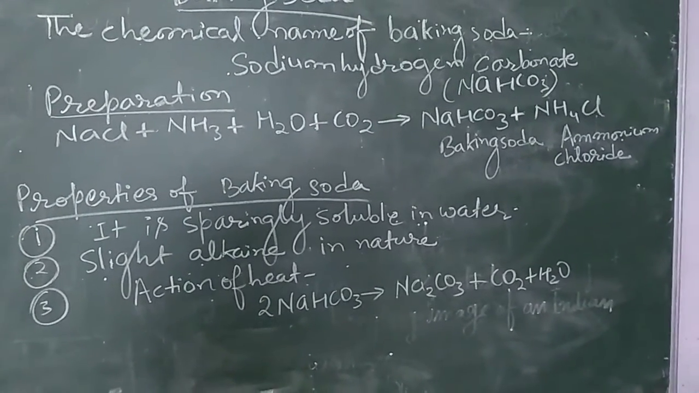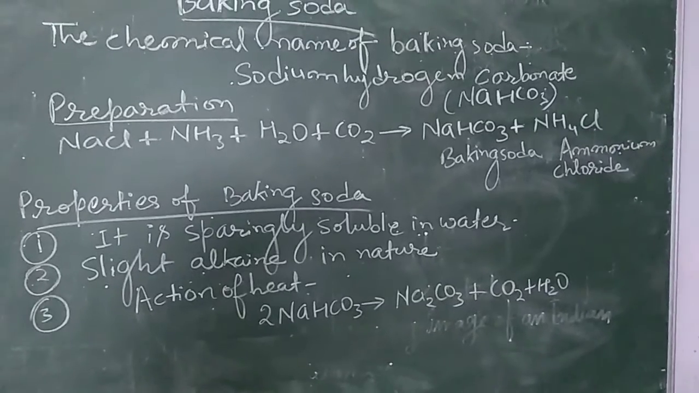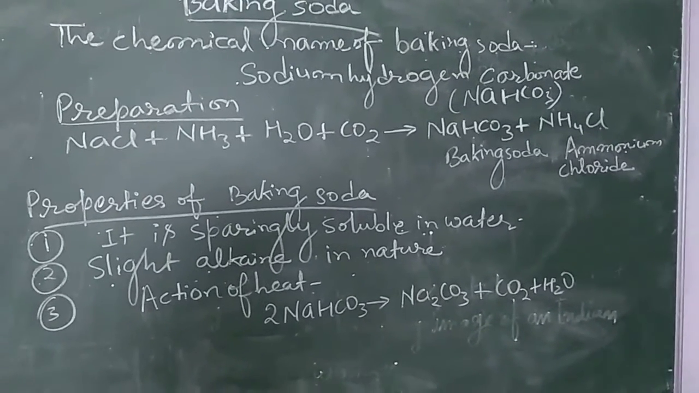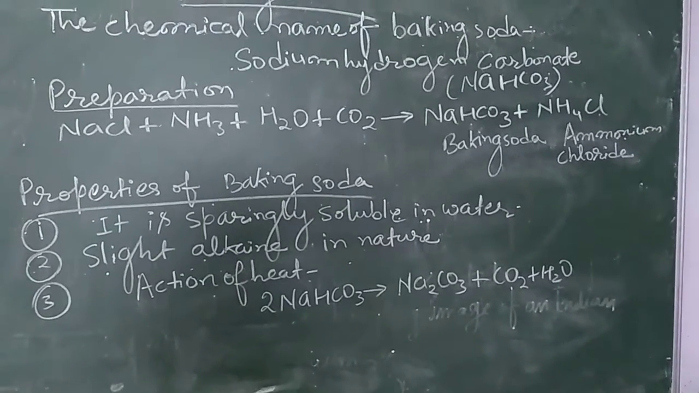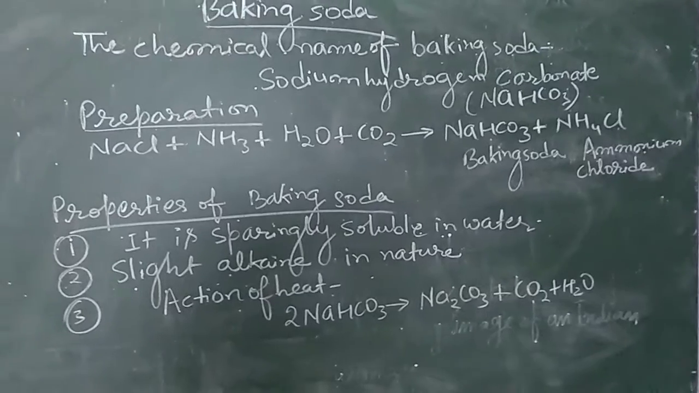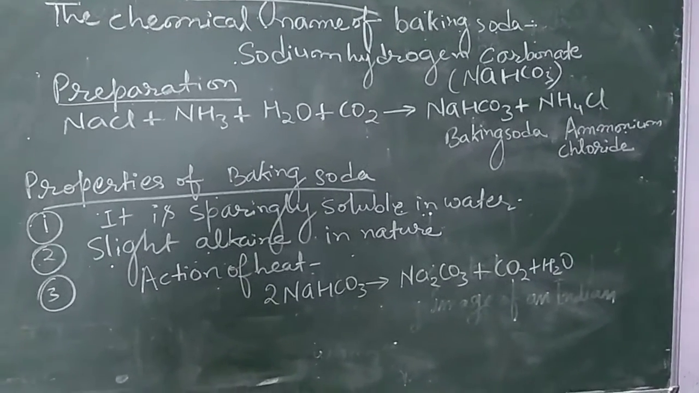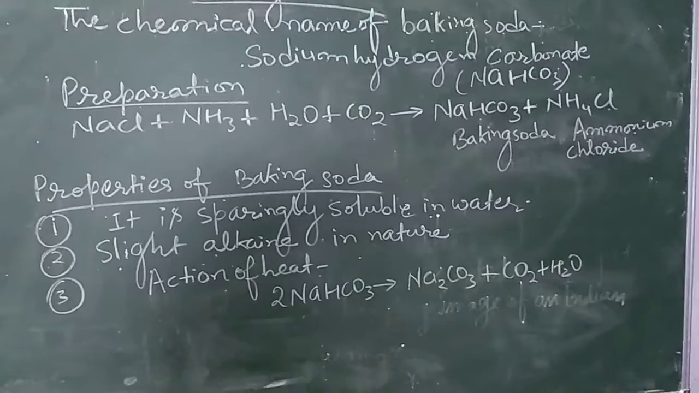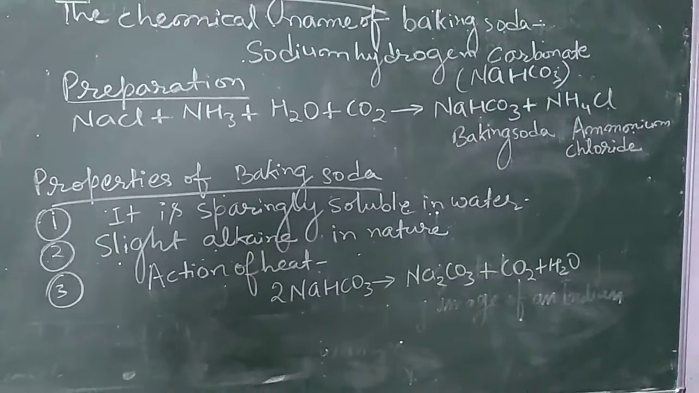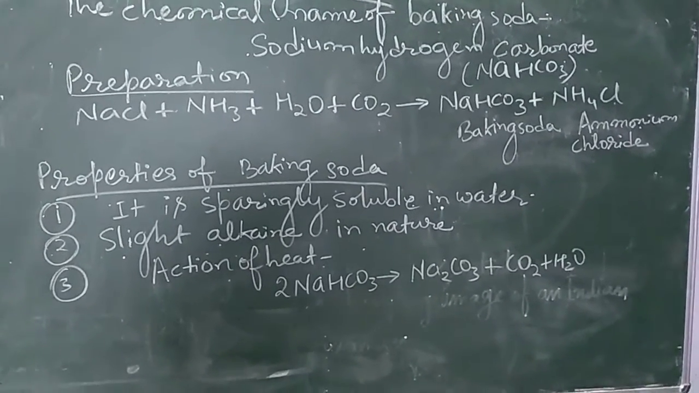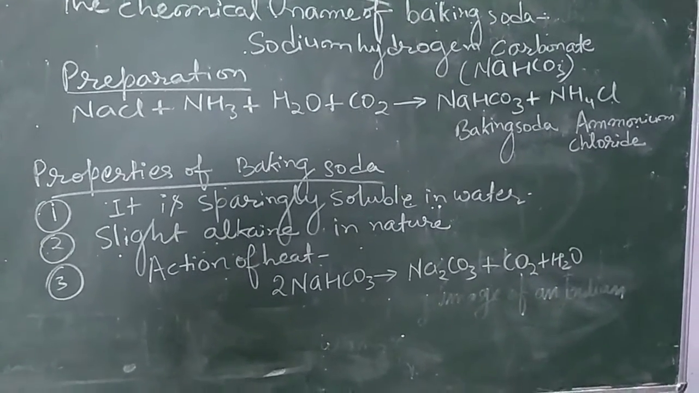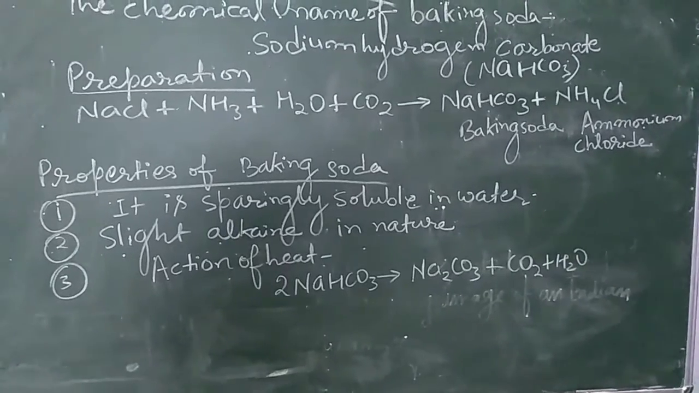Now the properties of baking soda. The baking soda is sparingly soluble in water. Second property, slightly alkaline in nature. Slightly alkaline in nature means it is soluble in water. Now the action of heat. When you heat sodium bicarbonate, then it gives sodium carbonate, carbon dioxide plus water.